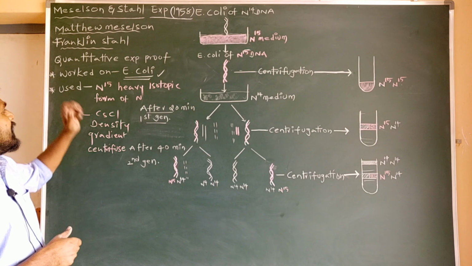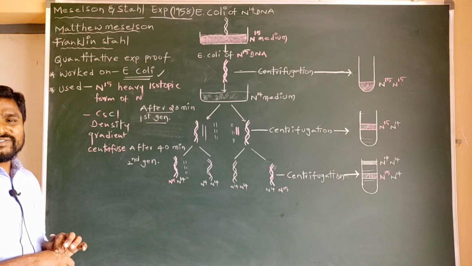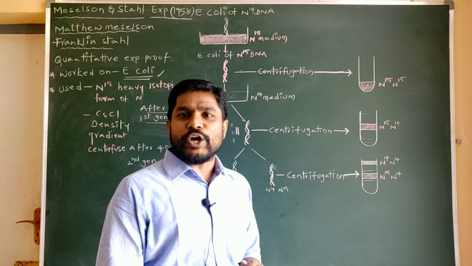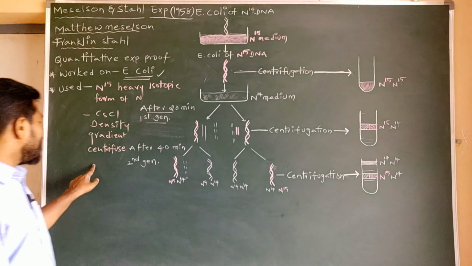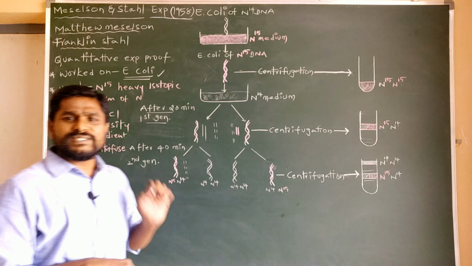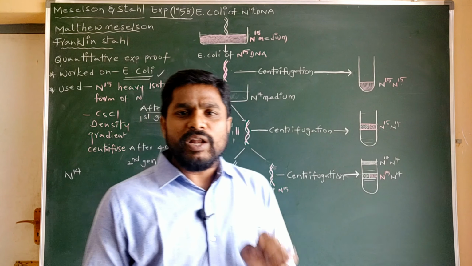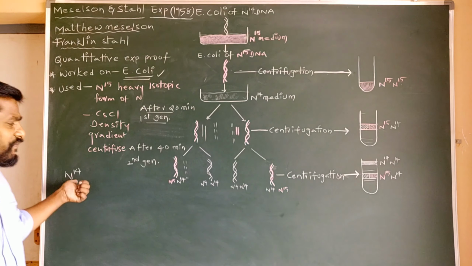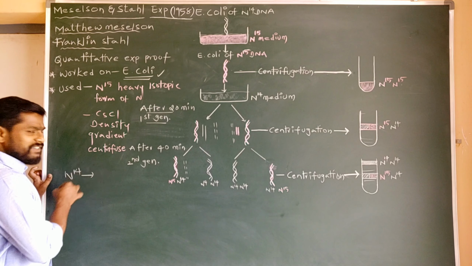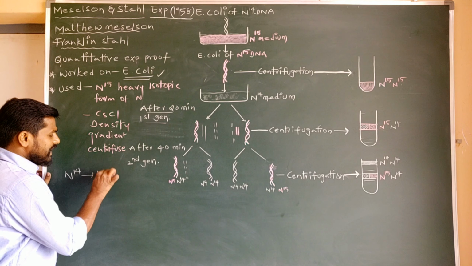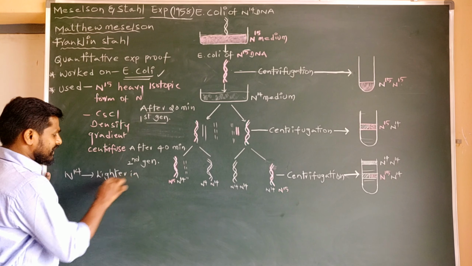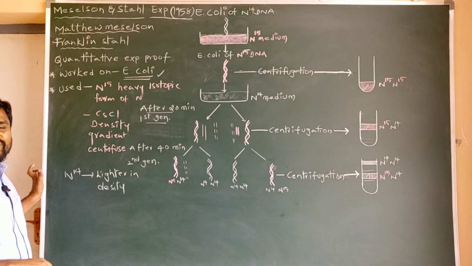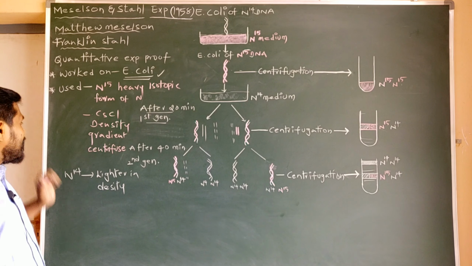The answer is, the N15 heavy isotopic form of nitrogen is heavier in density than the normal nitrogen. The normal nitrogen is N14 nitrogen, which is generally present in the biomolecules, especially the DNA, of living organisms. This N14 form of nitrogen is lighter in density than the N15 form of nitrogen. So, that is the reason.